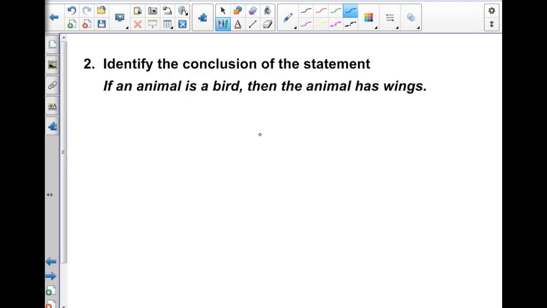For number 2, it says identify the conclusion of the statement. I wanted to bring up that on the last quiz, make sure you understand that the hypothesis is the part after the if. It doesn't include the word if. The conclusion is the part after the then. It doesn't include the word then. So the animal has wings is the conclusion.